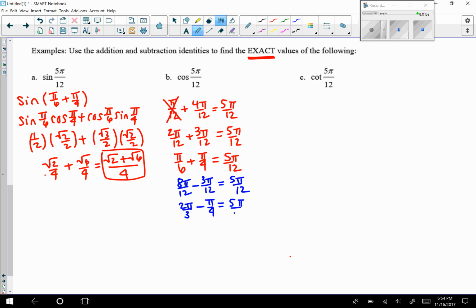And so we know that those numbers are also on our unit circle, so we could also do the sine of 2 pi over 3 minus pi over 4, and that should give us the same answer using our unit circle. So now we're using the sine subtraction identity, so sine of 2 pi over 3 cosine of pi over 4 minus the cosine of 2 pi over 3 times the sine of pi over 4. So the sine of 2 pi over 3 on our unit circle we know would be equal to root 3 over 2. And the cosine of pi over 4 we know is equal to root 2 over 2.